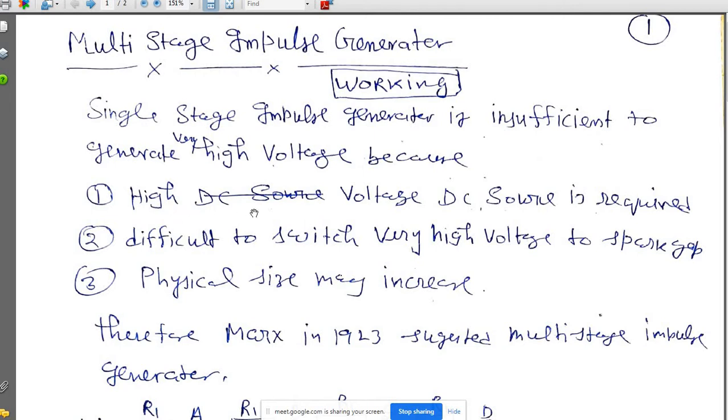To generate a lower voltage, we generally use the single stage impulse generator, but whenever we generate a very high voltage like 2000 kilovolts or more, we use the multi-stage impulse generator. Secondly, it is difficult to switch a very high voltage to spark the gap in a single stage generator. And third, the physical size may increase. That's why Marx in 1923 suggested the multi-stage impulse generator.